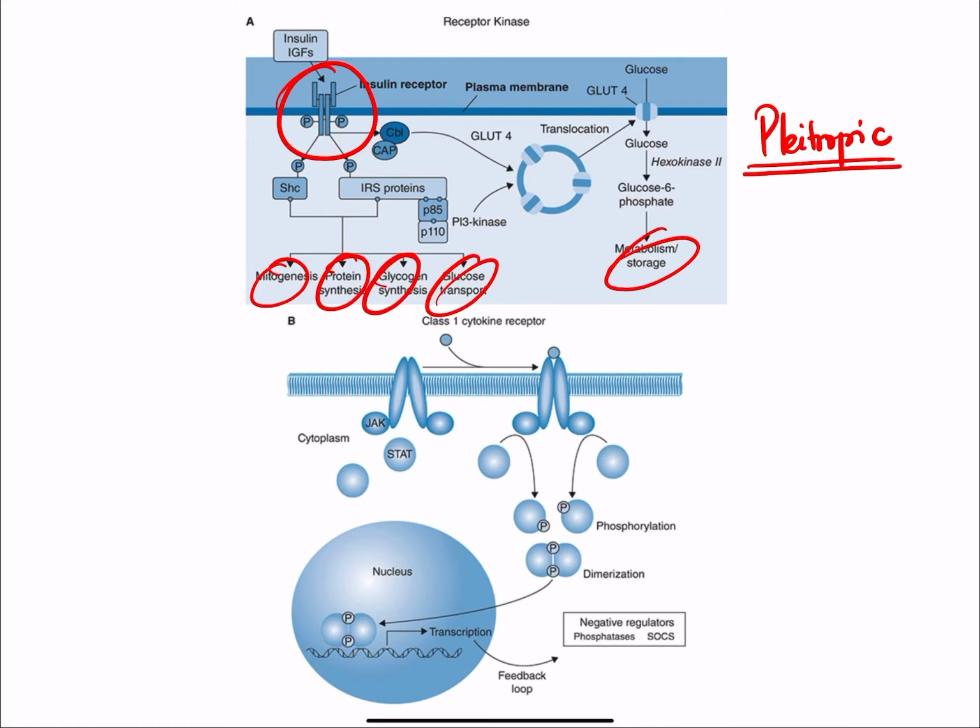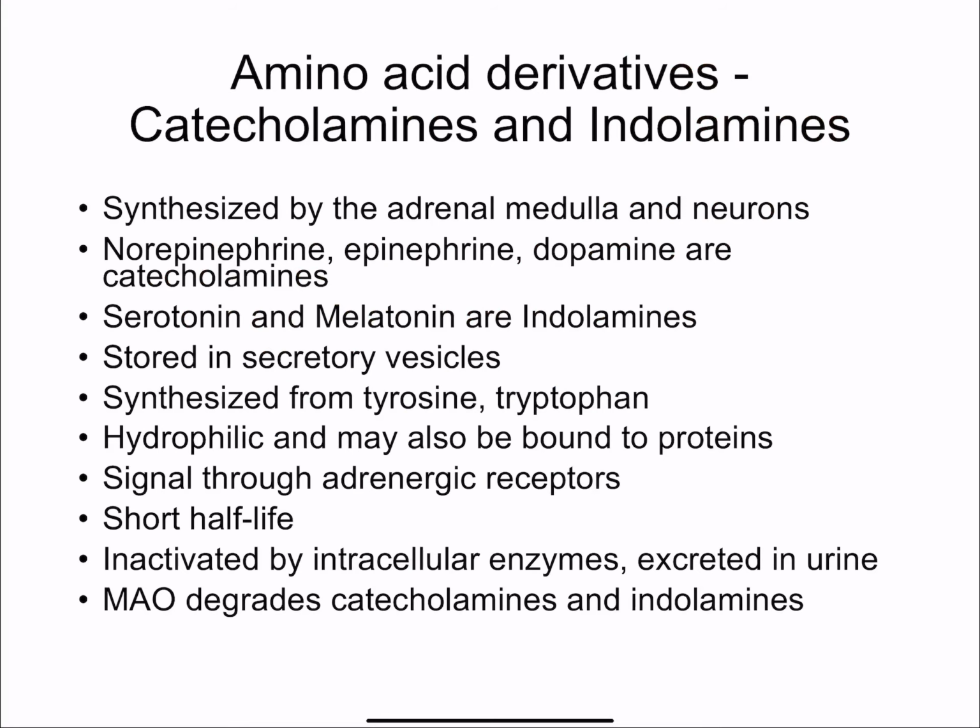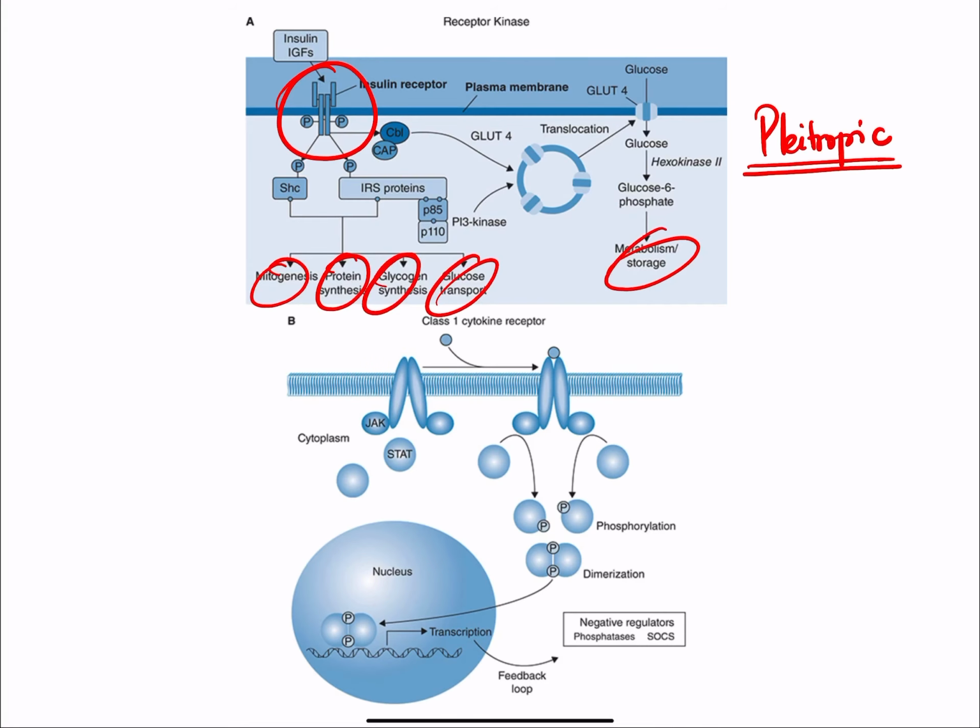Pleiotropic. I want you to look up that word, pleiotropic. And the reason why a hormone can stimulate multiple effects within the cell is because of the presence of different intracellular effector proteins that can respond differentially to that same hormone. All right, let's stop there and we'll pick up in the next slide.